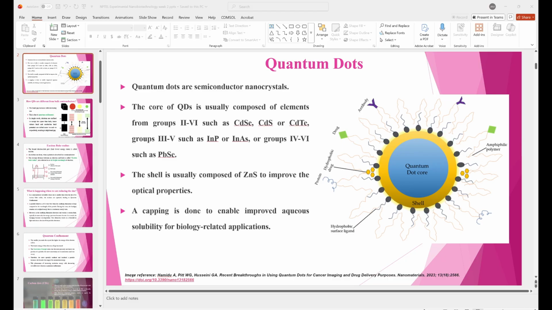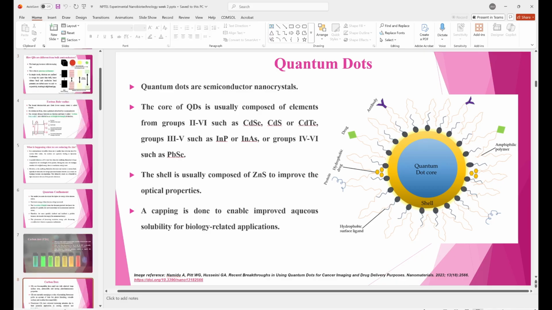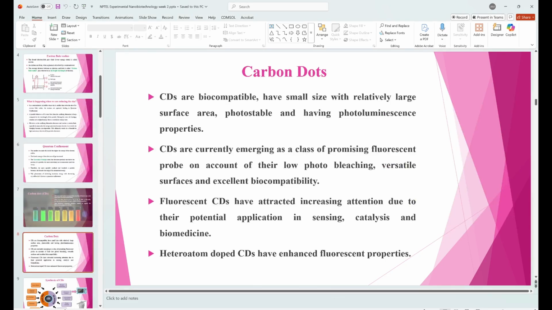Okay, so fluorescent CDs have attracted increasing attention due to their potential application in sensing, catalysis, and biomedicine. Heteroatom doped CDs have enhanced fluorescent properties. What does this sentence mean? Heteroatom doped CDs have enhanced fluorescent properties. Any idea?